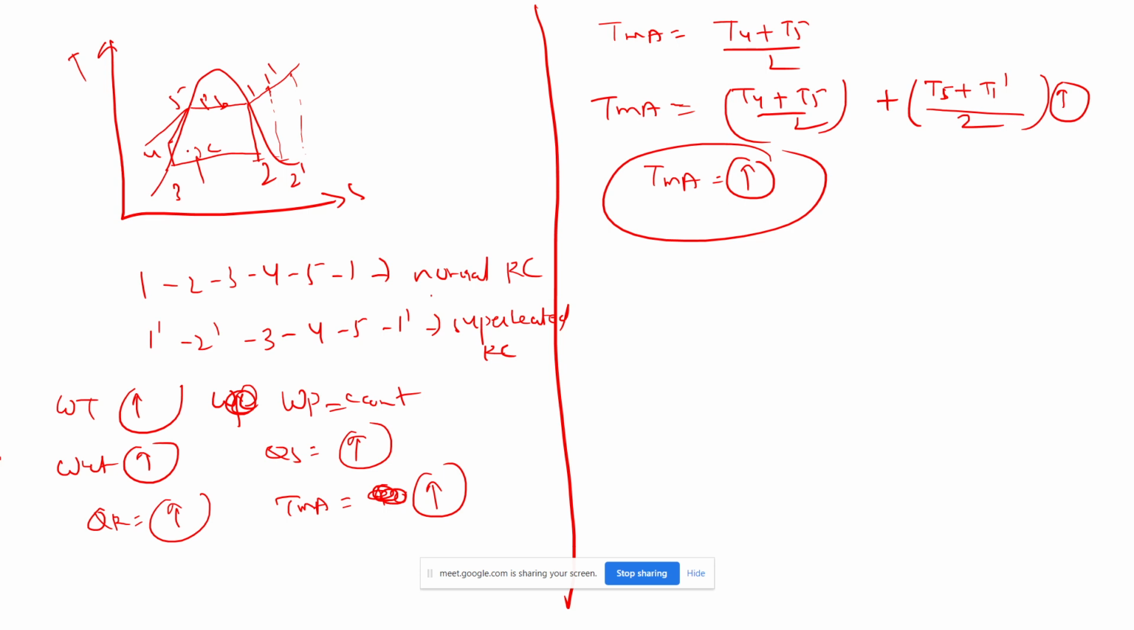Previously in the normal cycle, only this portion was constant, so its effect was not seen. But here it is also increasing now, so we have to take this portion into account. That's why the mean temperature of heat addition will increase. What will be the effect on the mean temperature of heat rejection? Same, constant. Efficiency?